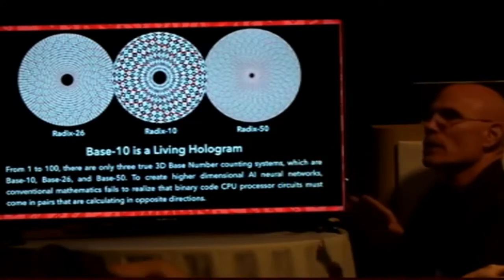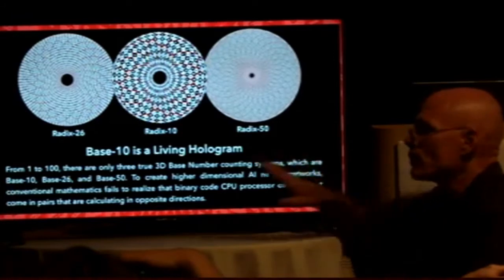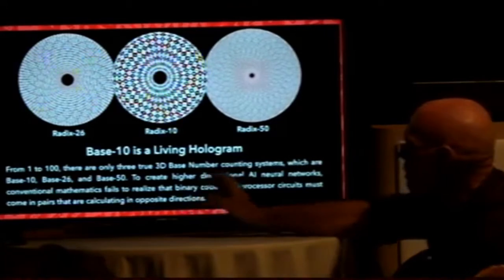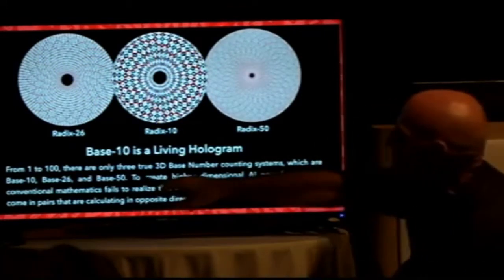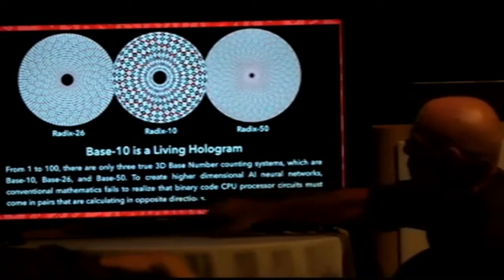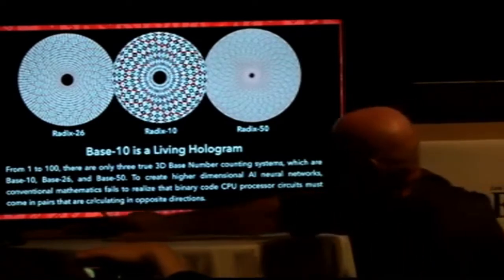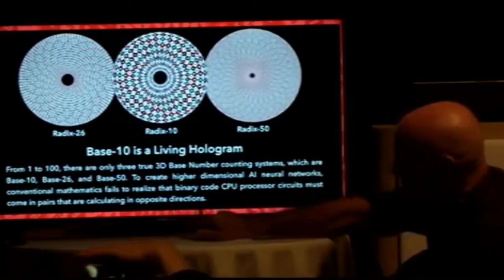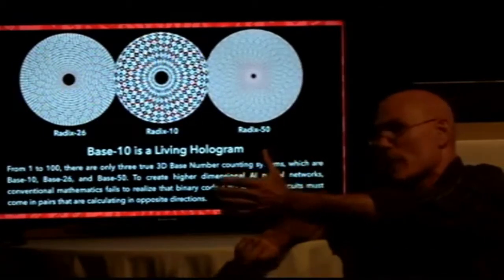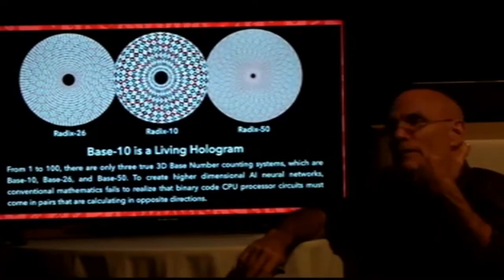This right here, if they offered you anything in the universe, don't exchange it. It's that profound. From 1 to 100, there are only 3 true 3D base number counting systems, which are base 10, base 26, base 50. To create higher dimensional AI neural networks, conventional mathematics fails to realize that the binary code CPU processor circuits must come in pairs and that they are calculating in opposite directions. So all computers are doing one calculation one way, and the binary code doesn't realize that you've got to have a reverse flow to be effective and efficient.